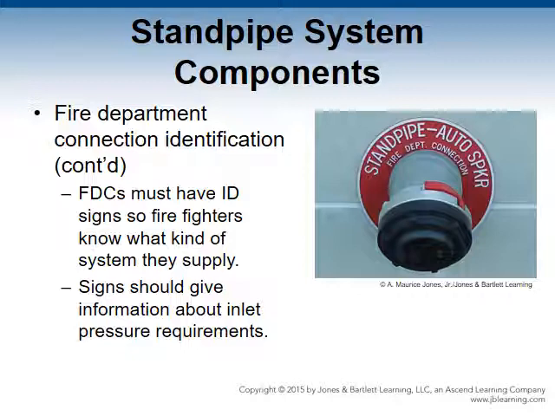FDC identification. FDCs must have identification signs so firefighters know what kind of system they supply. Some FDCs supply only the standpipes. Others supply both the standpipe and the sprinkler system. NFPA requires signs with at least 1-inch raised letters cast on a plate or a fitting. FDC signs must also give information about inlet pressure requirements for the system. This information helps avoid unnecessary delays due to incorrect assumptions.